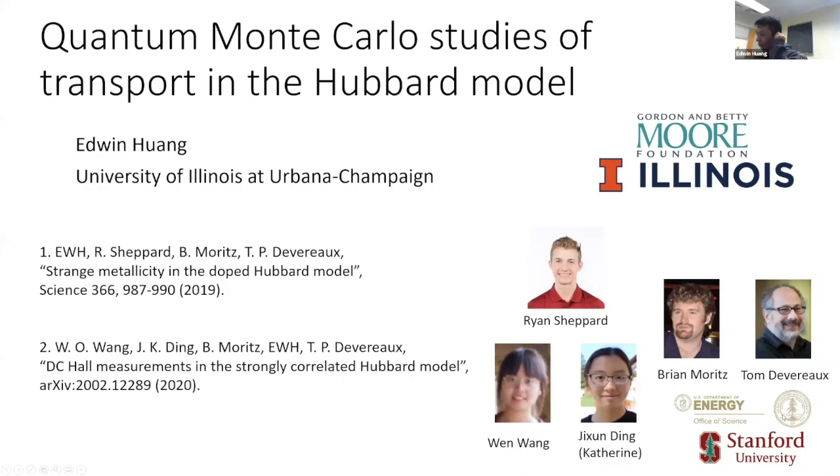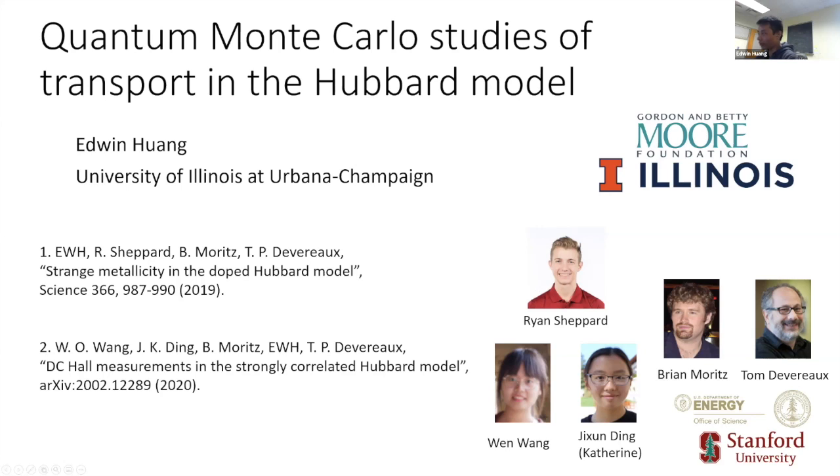So this talk has two parts. The first part was while I was a student in Tom's group at Stanford, about strange metallicity in the doped Hubbard model. And then the second part is concerning DC Hall measurements in the Hubbard model. This is work carried out by Huang, who was with us at the conference for the first few days, and by Catherine Ding, who are both graduate students with Tom at Stanford. Okay, so let's get into it.